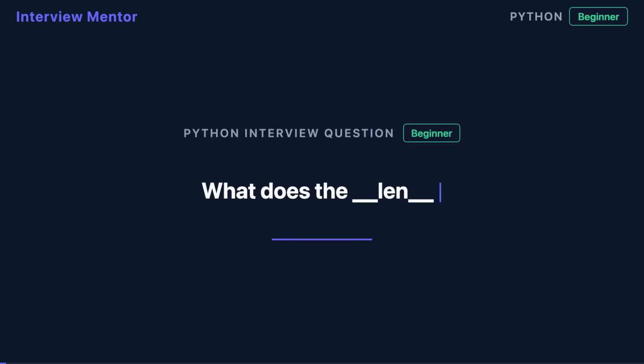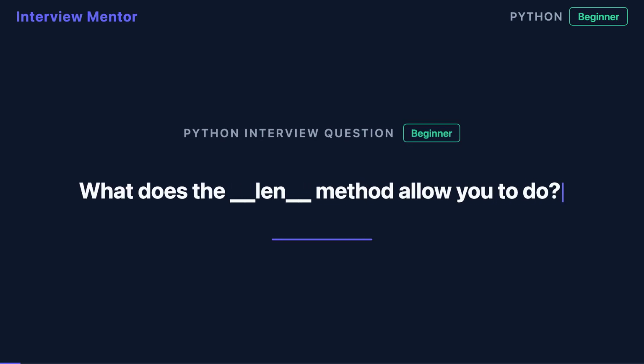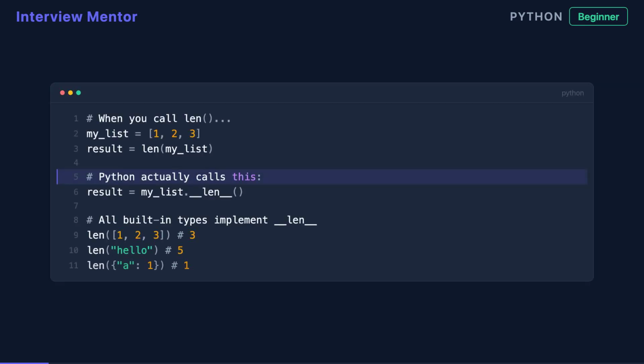Ever wonder why you can call len on a list or string but not on your custom class? The secret is the double_len method. The double_len method is what Python calls a magic method or dunder method. When you call the built-in len function on any object, Python automatically looks for and calls the object's double_len method.